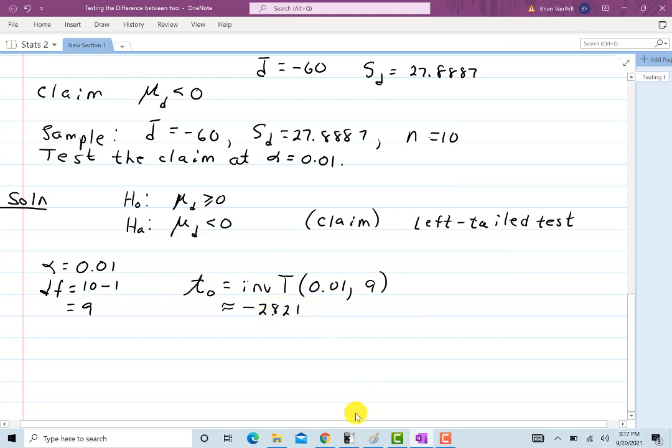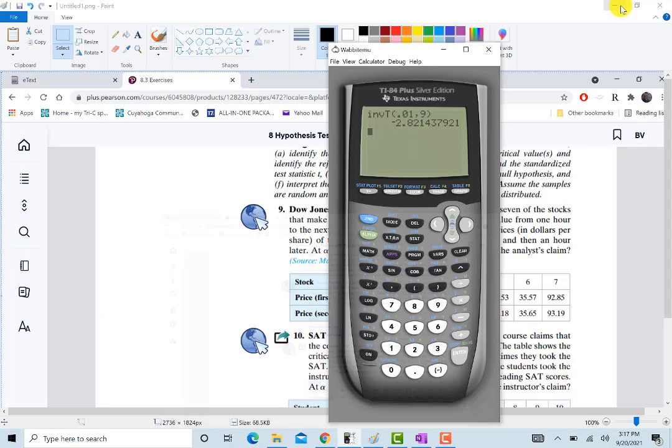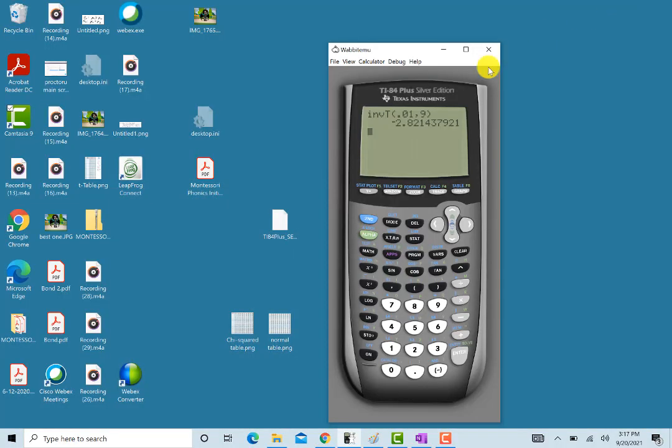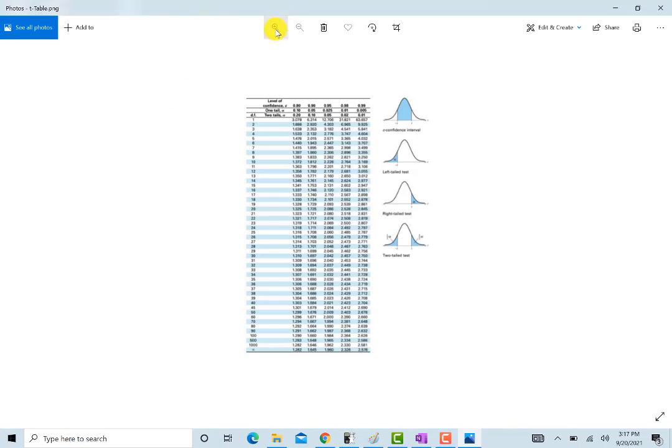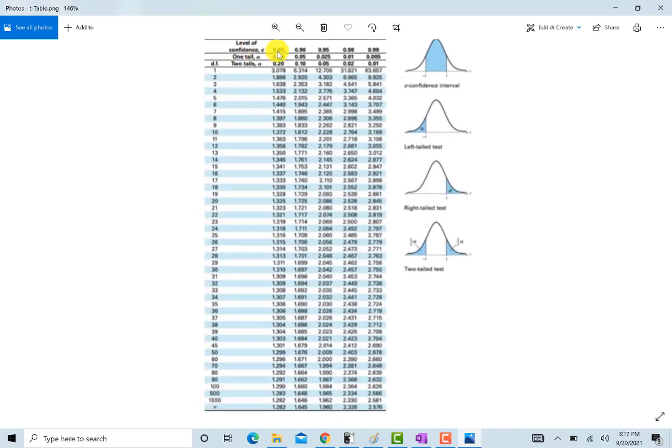You can alternatively use the t-table. If I pull that up, being buried behind a bunch of stuff, even behind the calculator, there it is. On this, let me increase the size. You want one tail, and you want 0.01, which is the fourth column, and 9 degrees of freedom. You can see it says 2.821, but we needed the negative since we're talking about a left-tailed test. This table doesn't tell you that information. You have to infer it.